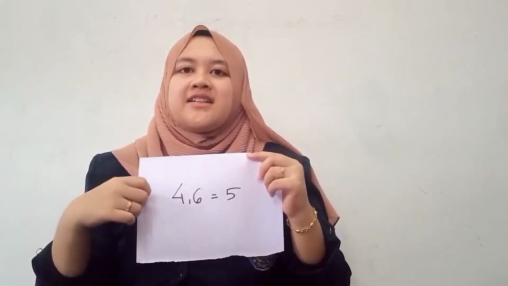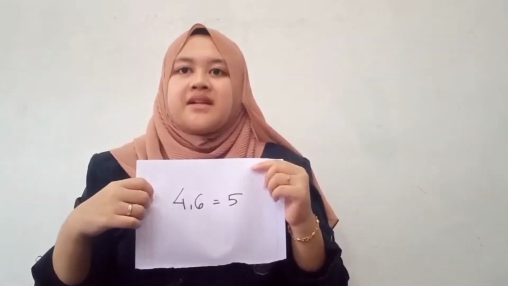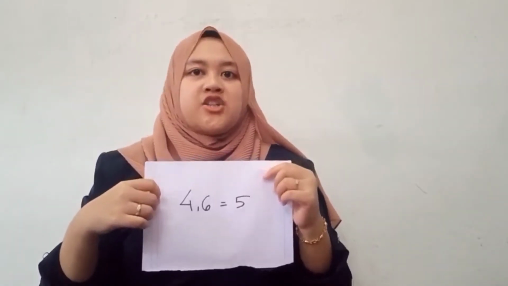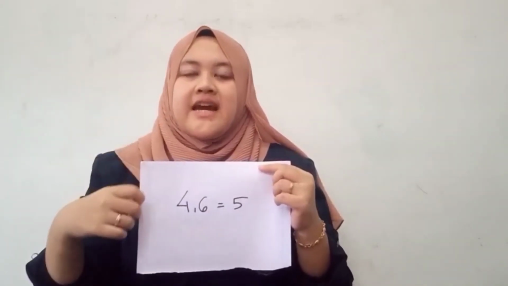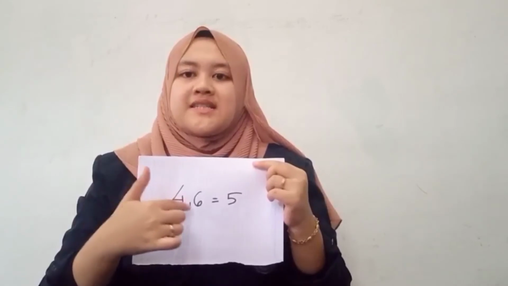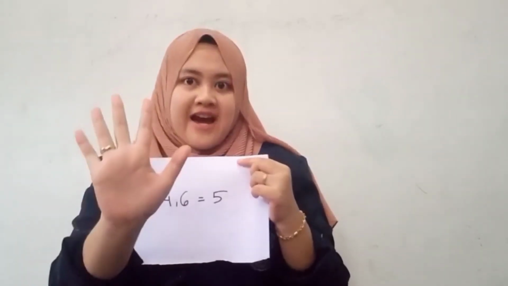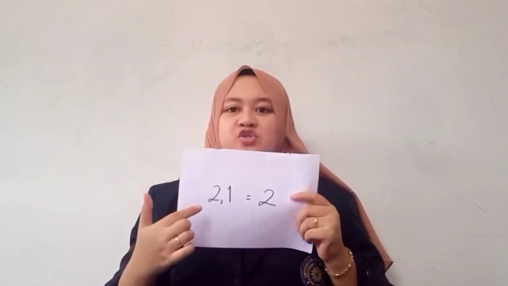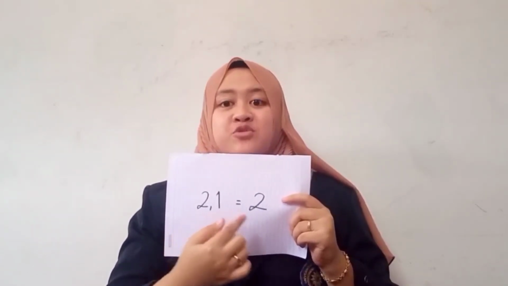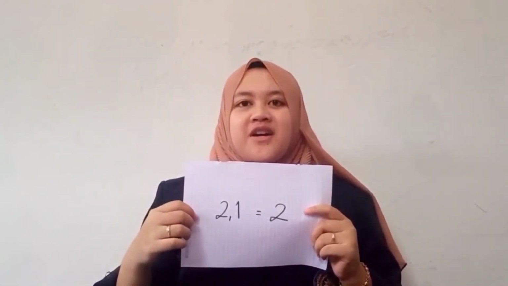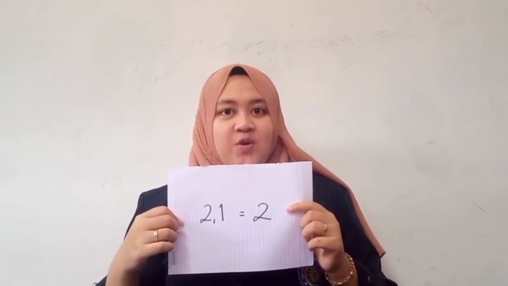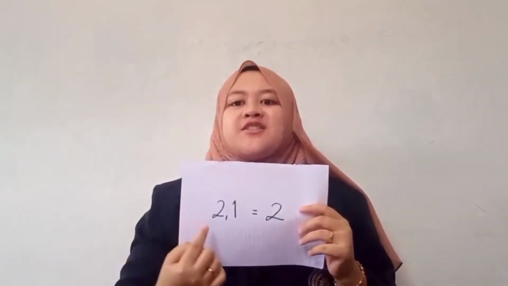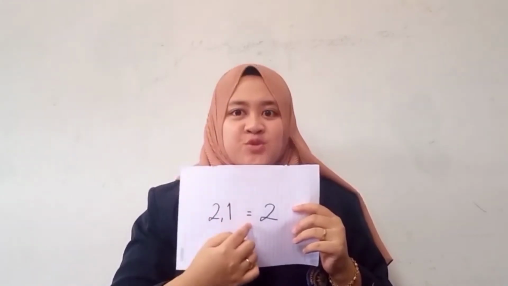4.6. Let's see that the tenth number is 6. Therefore, the unit number 4 is increased by 1 to make 5. The answer is 4.6 rounded up to 5. Next, 2.1 rounded to 2. In 2.1, the tenth number is 1. Then the unit number stays at 2. The answer is 2.1 rounded to 2.